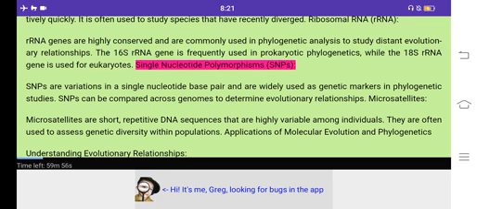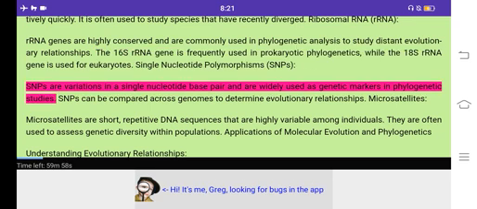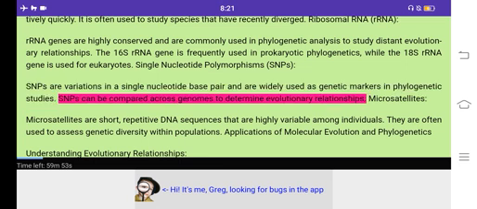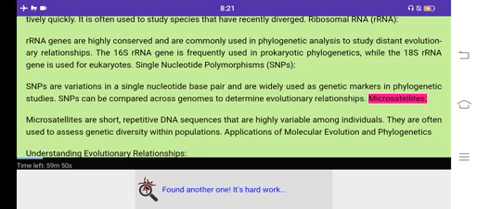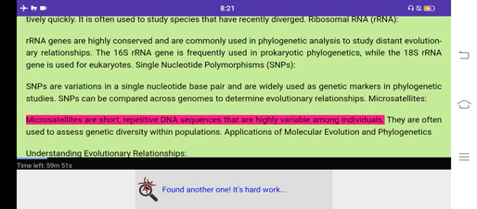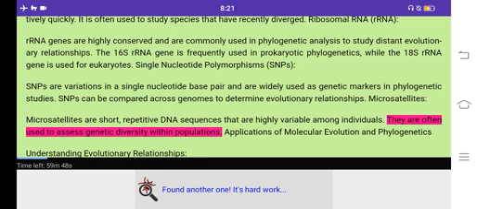Single nucleotide polymorphisms, SNPs. SNPs are variations in a single nucleotide base pair and are widely used as genetic markers in phylogenetic studies. SNPs can be compared across genomes to determine evolutionary relationships. Microsatellites. Microsatellites are short, repetitive DNA sequences that are highly variable among individuals. They are often used to assess genetic diversity within populations.